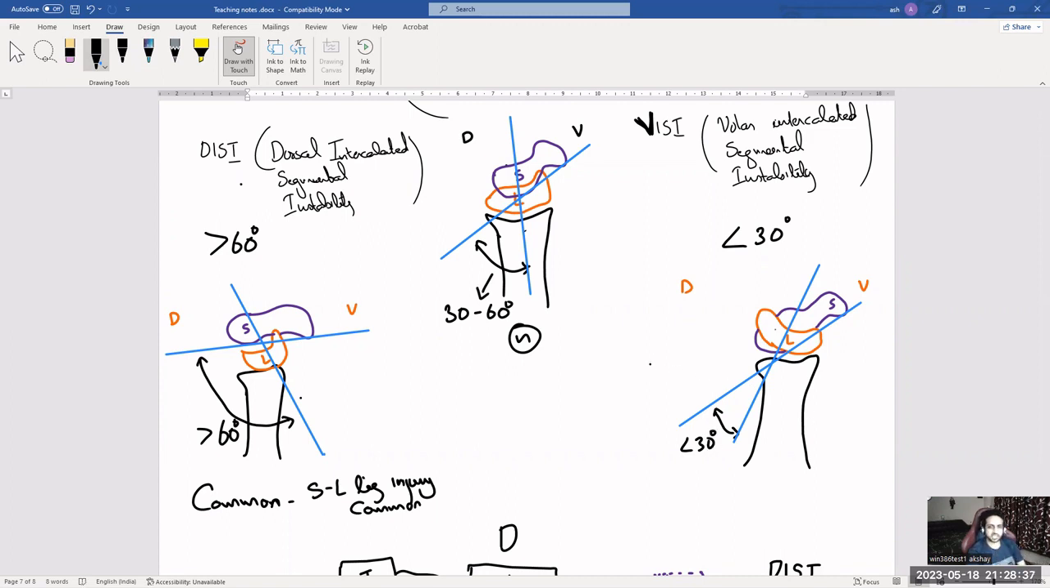So now you can see how DISI and VISI can be identified on a lateral X-ray. Now let's see some real X-ray images of DISI and VISI. The images I'll show you along with further discussion.